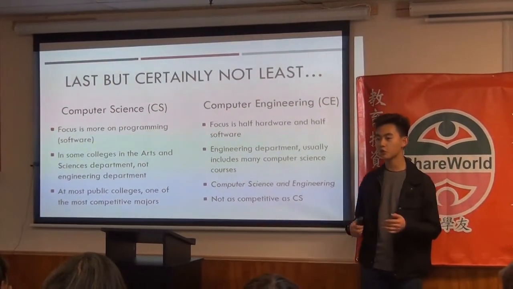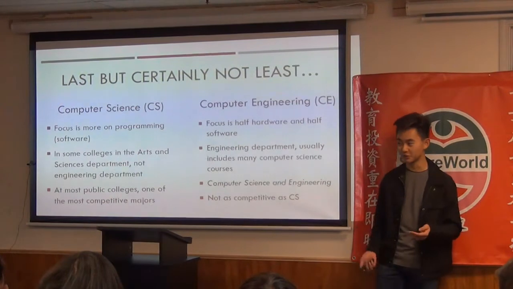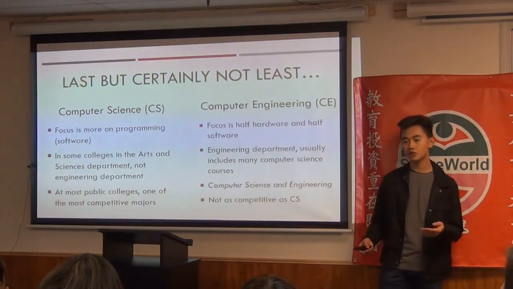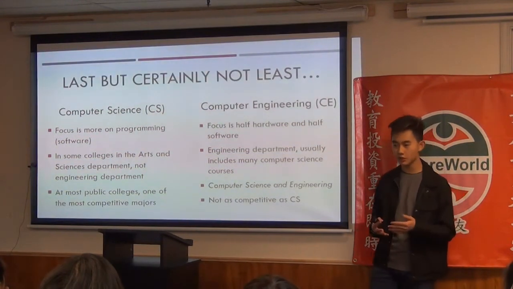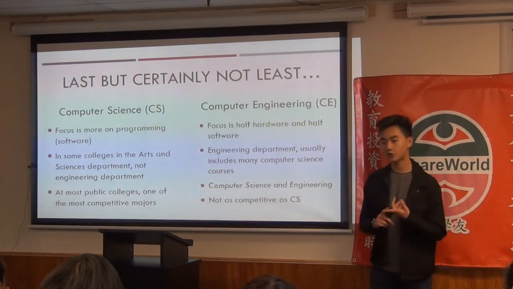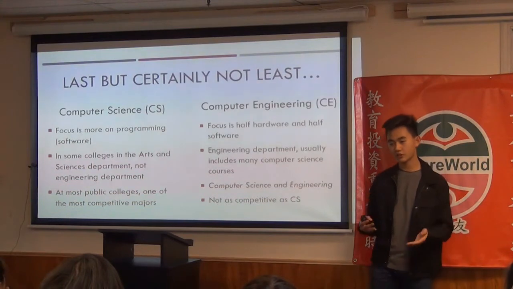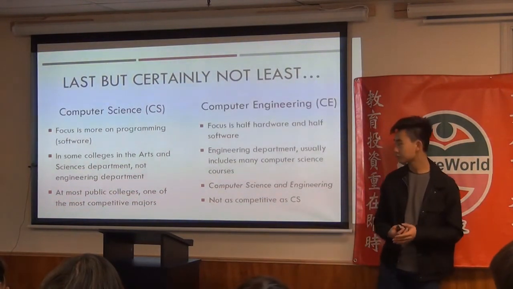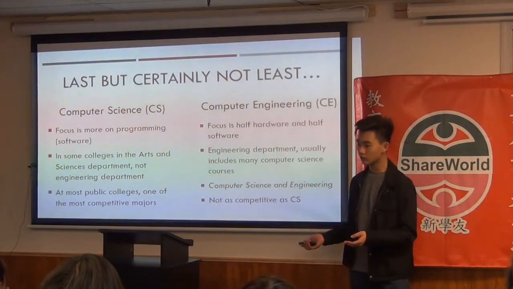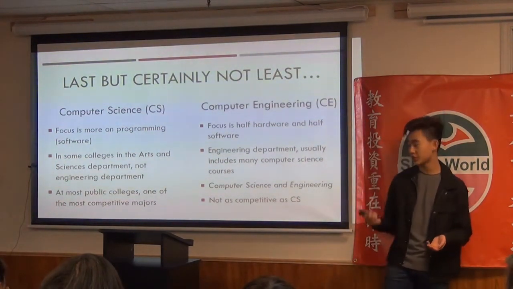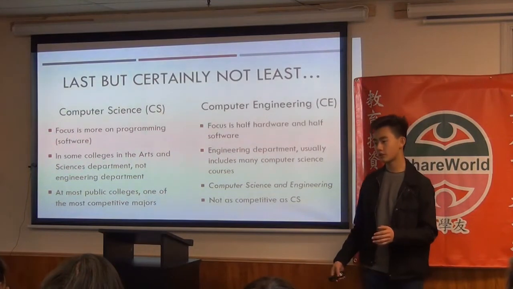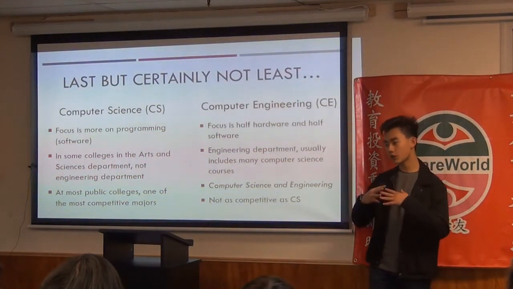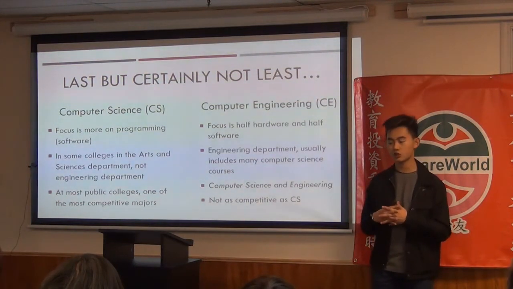And my goal in this presentation is to help you a little bit. And then computer engineering. So instead of computer science, which is mostly like 90% programming, computer engineering is half hardware, which is the things that are inside the computer and how it works, and then half software, which is like programs. And CE is always in the engineering department because of its name. But this major usually has a lot of computer science courses, so the overlap between these two is extremely large.